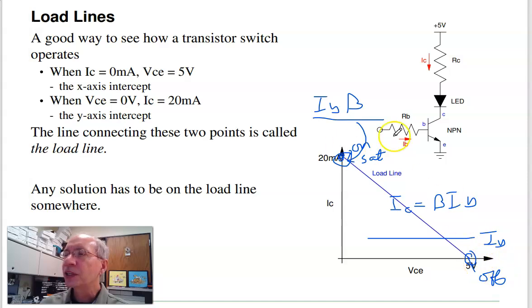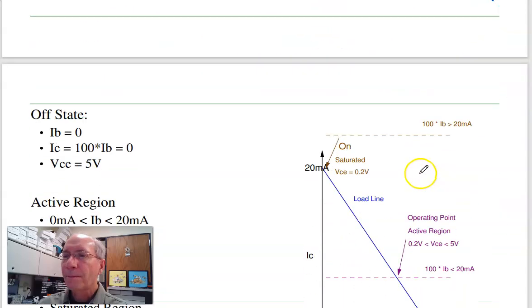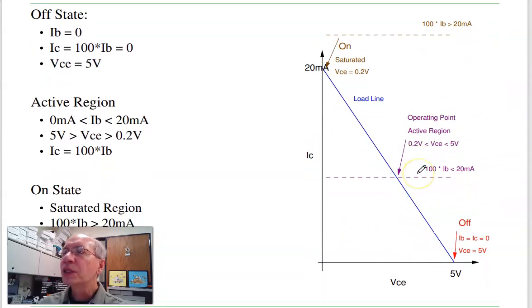Off, the current is 0. On, this is 0.2 volts. Not exactly 0.2, but normally what we do in electronics is assume a number close to 0, but not quite, 0.2 volts. So with that, I've got 3 states for a transistor: off, on, and active.